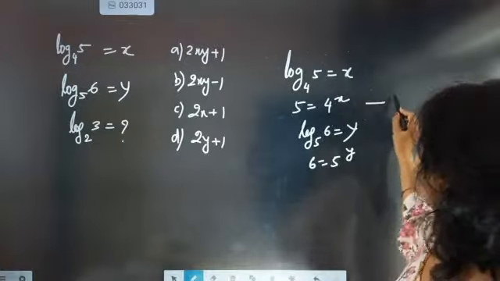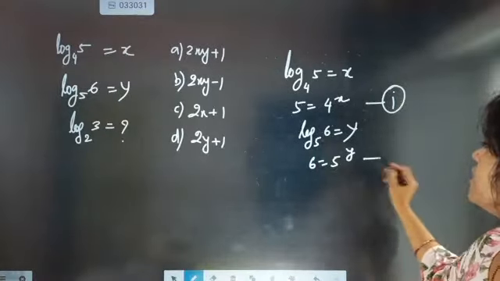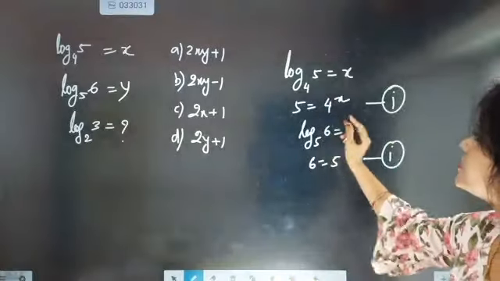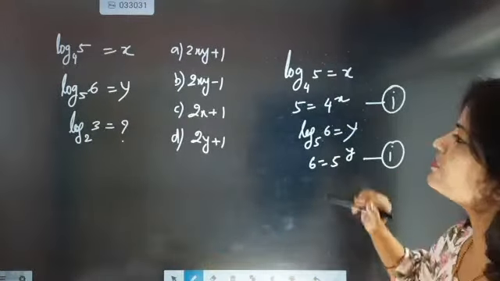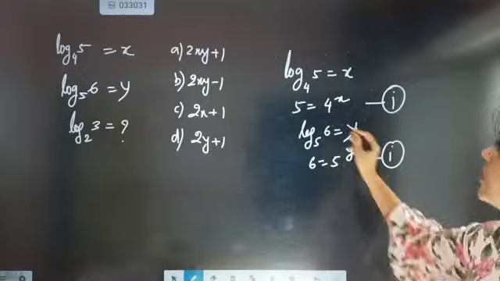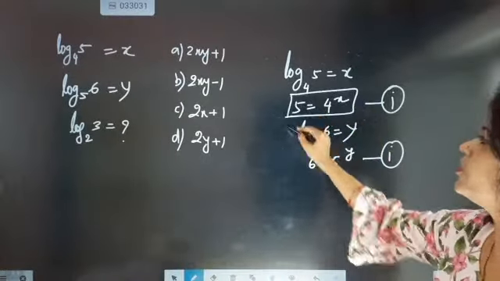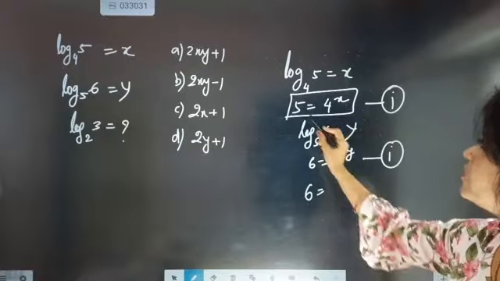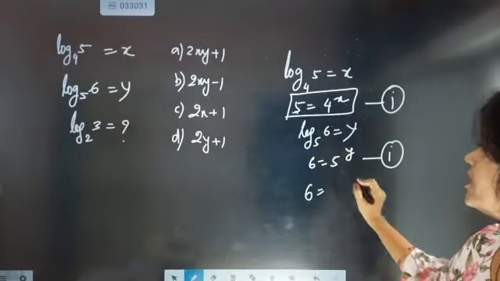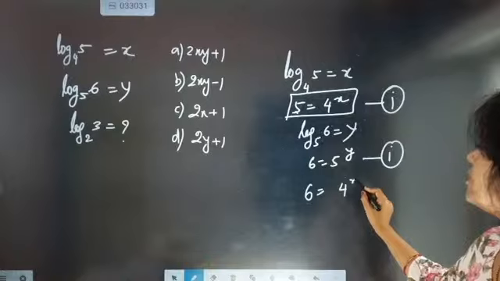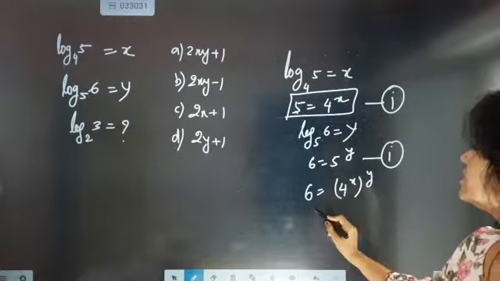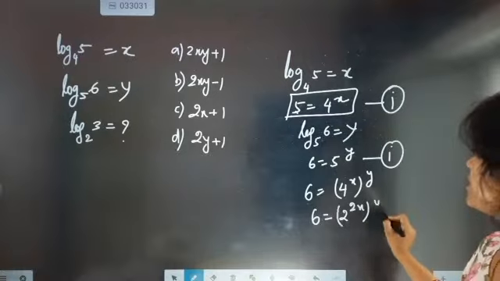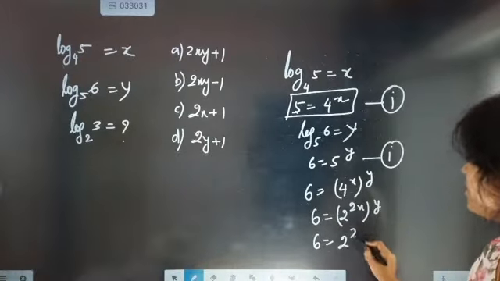So 5 is equal to 4 to the power x, and 6 is equal to 5 to the power y. Here the connectivity is between these two. 5 is equal to 4 to the power x, and 5 to the power y is there. So shall we substitute the value of 5 from here to here? It will become 4 to the power x, to the power y. So 6 is coming as 2 to the power 2xy.